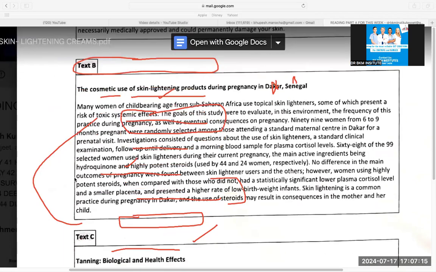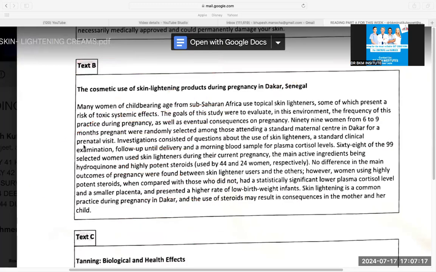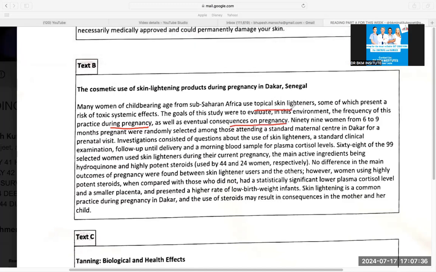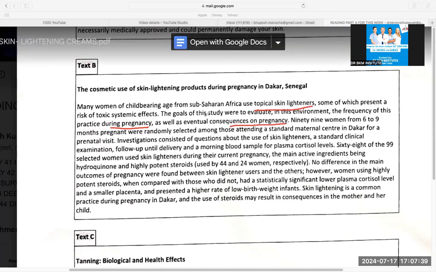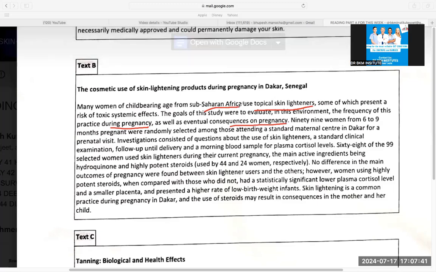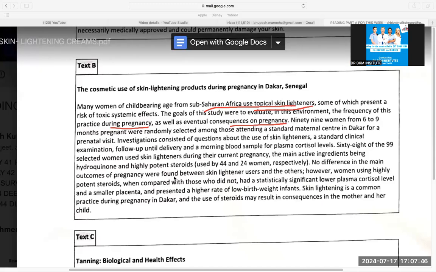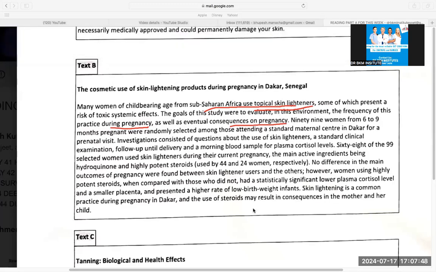Then I go to the paragraphs. Simple. Paragraph A. First of all, always read questions 1 to 7. What you guys do is start from the paragraph, and this is the problem. Now, in the first paragraph, I can see the word pregnancy. I know that in questions 1 to 7 there is one about pregnancy. Then I can also see topical skin lighteners, and Sub-Saharan Africa using skin lighteners. So I have at least 1 or 2 questions.